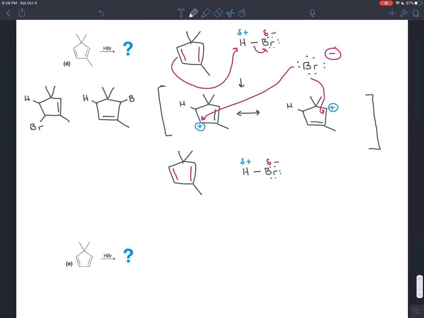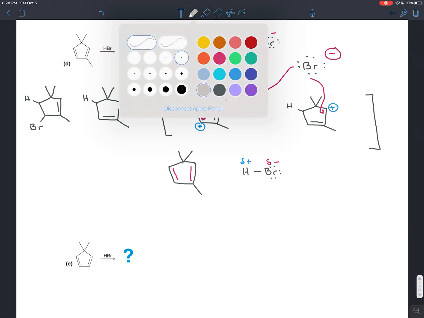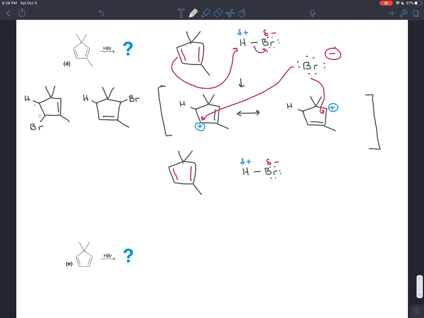And if you're just trying to classify those two products, you can see on this one on the left, the hydrogen and the bromine are attached to carbons 1 and 2, so that's called the 1,2 product. And for the one on the right, the hydrogen and the bromine are attached to carbons 1 and 4, so that's called the 1,4 product. So those are the products you'd get if this pi bond on the left acts as the nucleophile. But of course, in a population of hundreds of trillions of these molecules, sometimes the other pi bond will be the one that acts as the nucleophile.